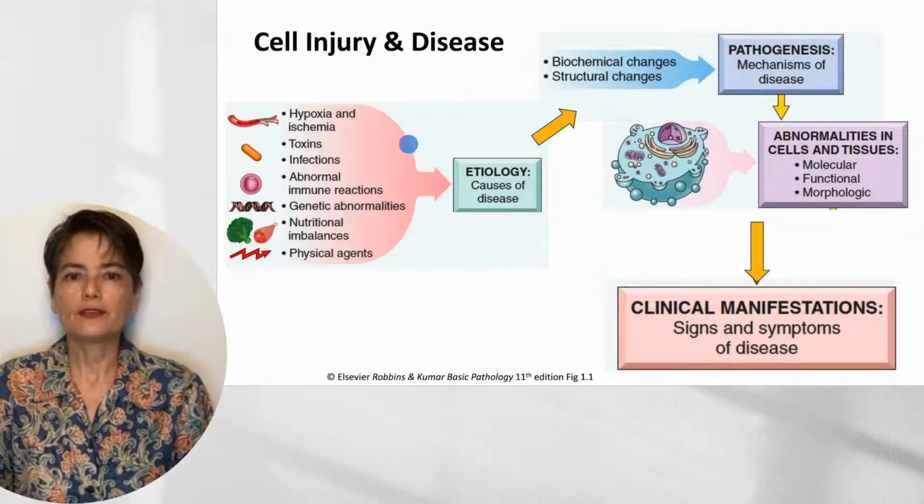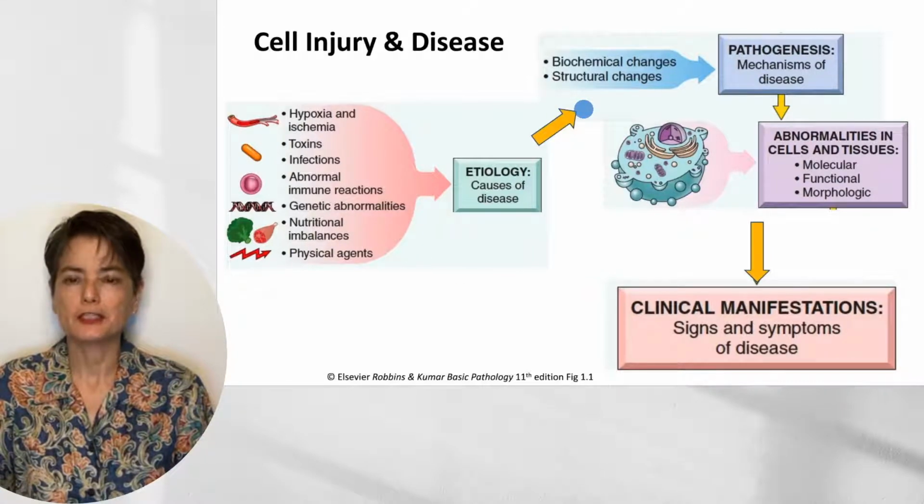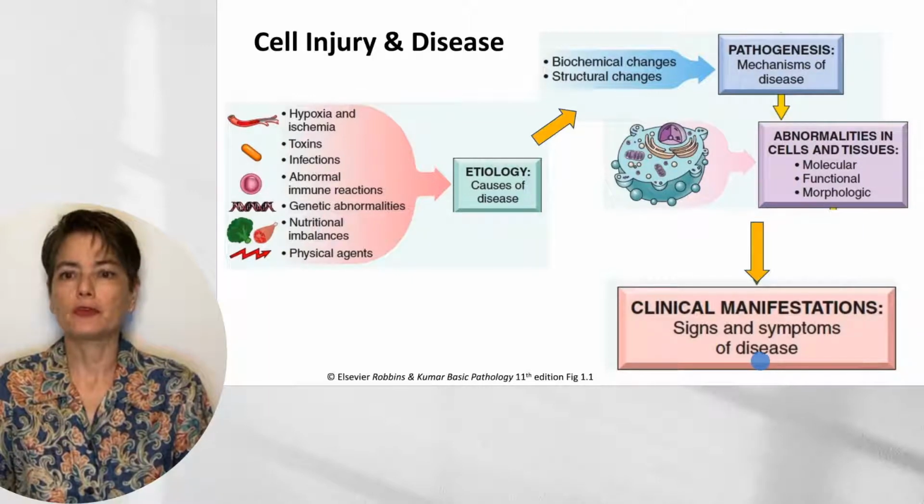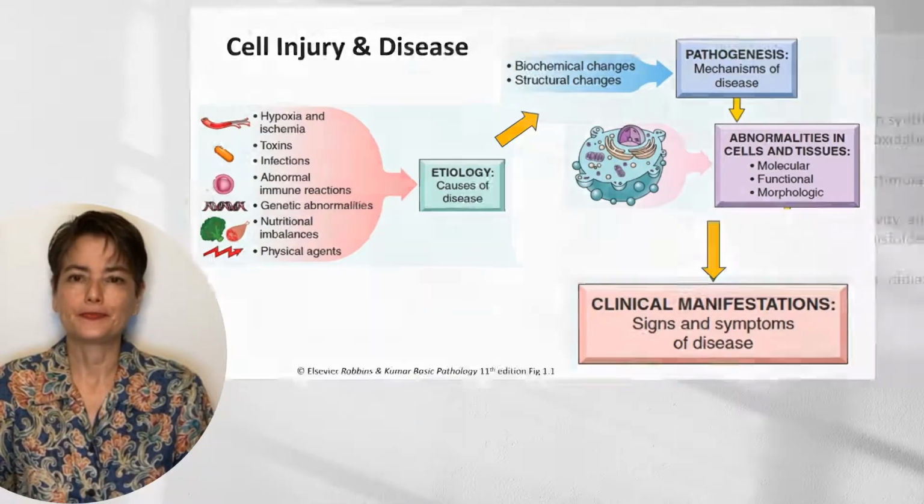Now, these various stimuli are going to cause biochemical and structural changes. And this is the pathogenesis, how these biochemical and structural changes cause the abnormalities in cells and tissues, things that we can see at the molecular, functional, or morphologic level that are going to result in the clinical manifestations, the signs and symptoms of disease. And if you really understand the pathophysiology, you'll be able to follow this pathway backwards, and you'll be able to predict following this pathway forwards. So that is what I wish for all of you.